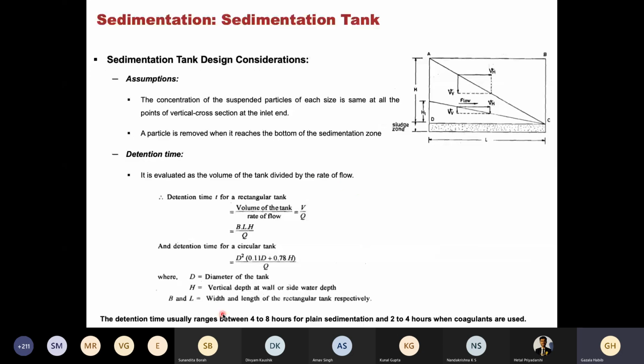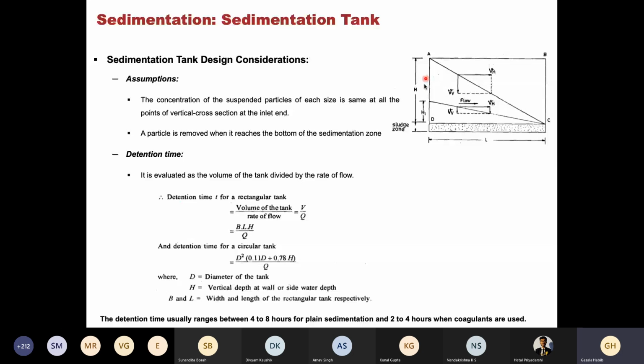Now we need to know how many particles can be removed in a settling tank, and what detention time or retention time is required to remove a given amount of particles, to achieve the maximum efficiency of particle removal in sedimentation tanks. So for the detention time, consider the figure on the right-hand side.